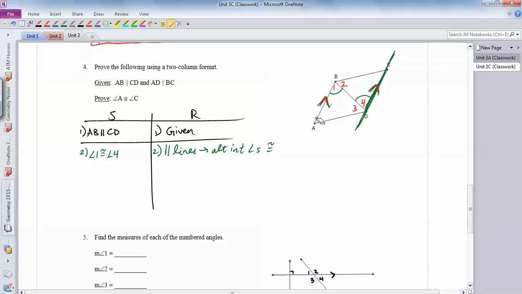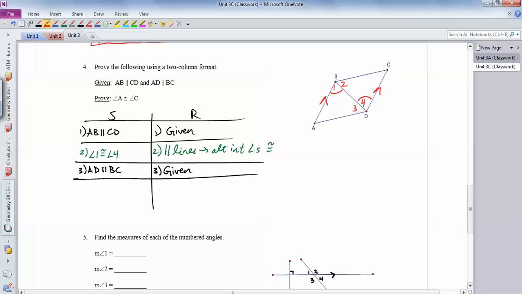Okay, let me get rid of the green stuff here. Add that back. Okay, so right now we have 1 congruent to 4 and those parallel lines. Let's take a look at the next given. AD is parallel to BC. That's given. So in that one, I've got that this line is parallel to this line.